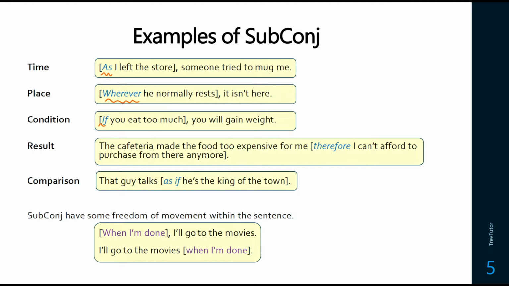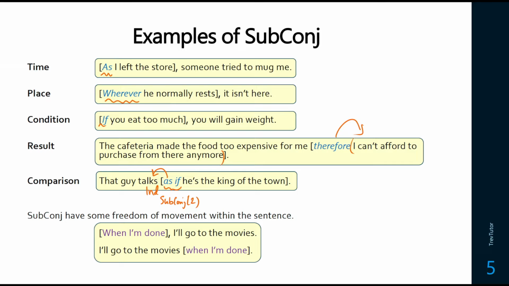"The cafeteria made the food too expensive for me, therefore I can't afford to purchase from there anymore." So "I can't afford to purchase from there anymore" is a complete sentence, and "therefore" is introducing it as a link. "The guy talks as if he's the king of the town." So here we have a subordinate conjunction that is two words in this case. "He's the king of the town" is a sentence. "That guy talks" is a sentence, but "as if he's the king of the town" is dependent on the independent clause.